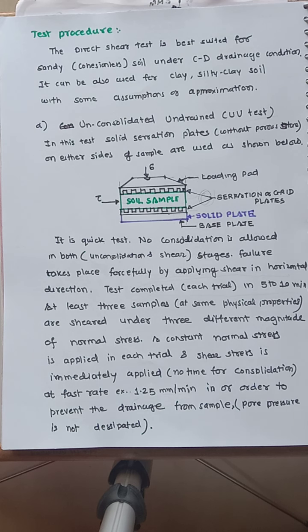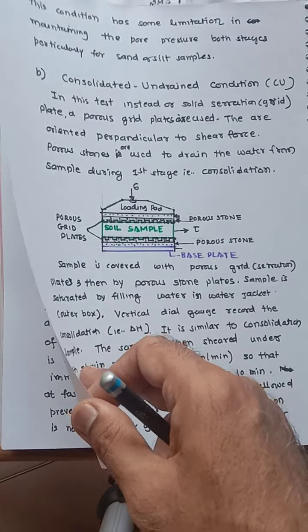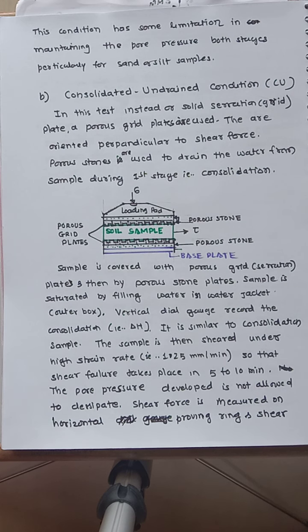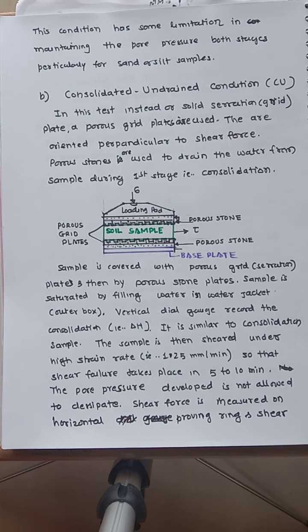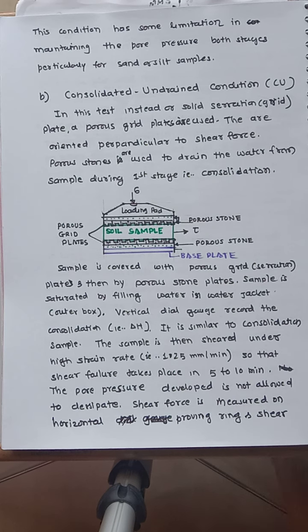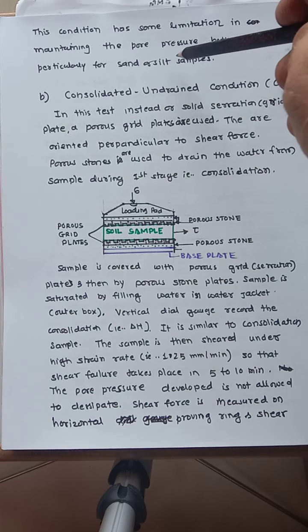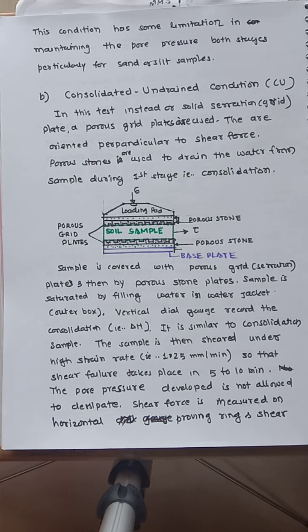The aim is that no pore pressure is allowed to dissipate. The sample is free to drain, but the rate of loading is faster than the rate of consolidation or permeability. That concept is used. That's why 1.25 mm per minute is the fastest rate. Okay, so this test has one limitation about the pore pressure, as we discussed earlier.